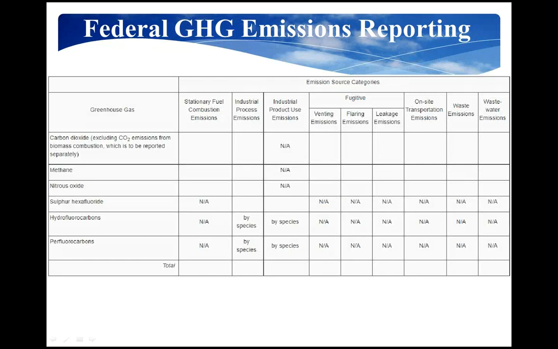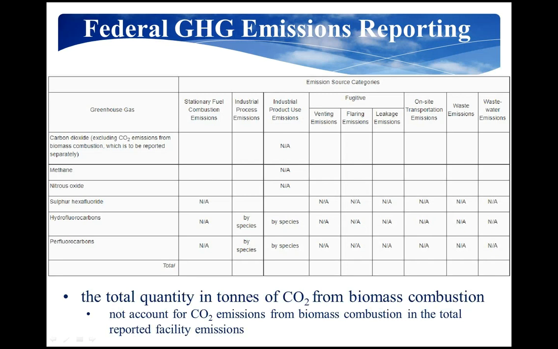Under the federal program, you're required to report emissions under certain source categories, and those source categories are specific to the greenhouse gas. So for CO2, methane, and nitrous oxide, there's 8 source categories. For sulfur hexafluoride, HFCs, and PFCs, you're only required for 2 source categories. You also report your total quantity in tons of CO2 from biomass combustion, but you don't account for those CO2 emissions in your total reported. So it's a separate number that's reported, but you don't remove it from your total reported CO2 emissions.